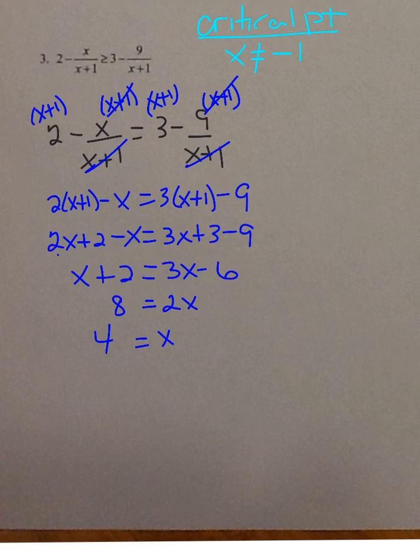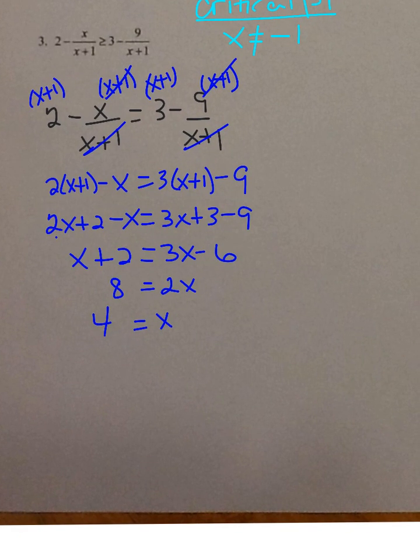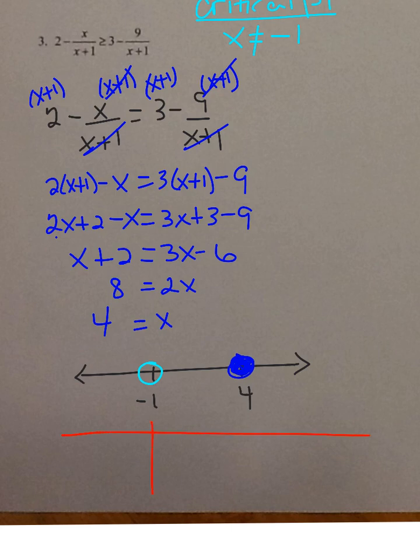Okay, so let's see. So I'm going to draw a number line. And I'm going to plot negative 1 and 4. 4 is my solution. That is a closed circle because my inequality has the equal sign underneath. And my critical point is obviously an open circle. All right, so we're going to pick test points. Pick a number to the left of negative 1, like negative 2. Pick a number in between negative 1 and 4. 0 is a good number. And a number to the right of 4, I'm going to pick 5.